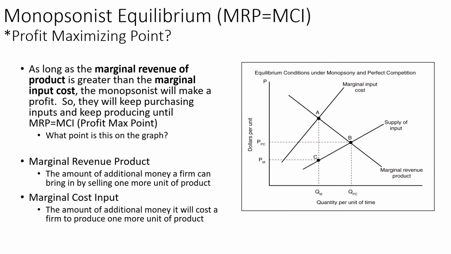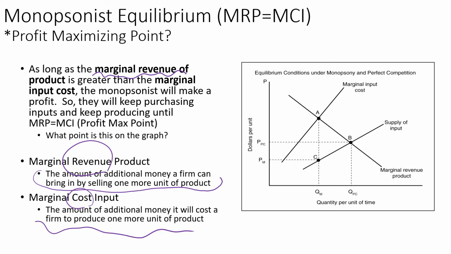So a monopsonist buyer, the only buyer in the market, will continue to make money as long as its marginal revenue product is greater than its marginal input cost. That basically means that the amount of additional money it is bringing in by selling one more unit of product is greater than the amount of additional money it costs to produce that one more unit of product. As soon as the cost of an additional product is greater than the revenue received from that product, the monopsonist is no longer making any more profit. In fact, they're going to be losing money if the cost is greater than the revenue.